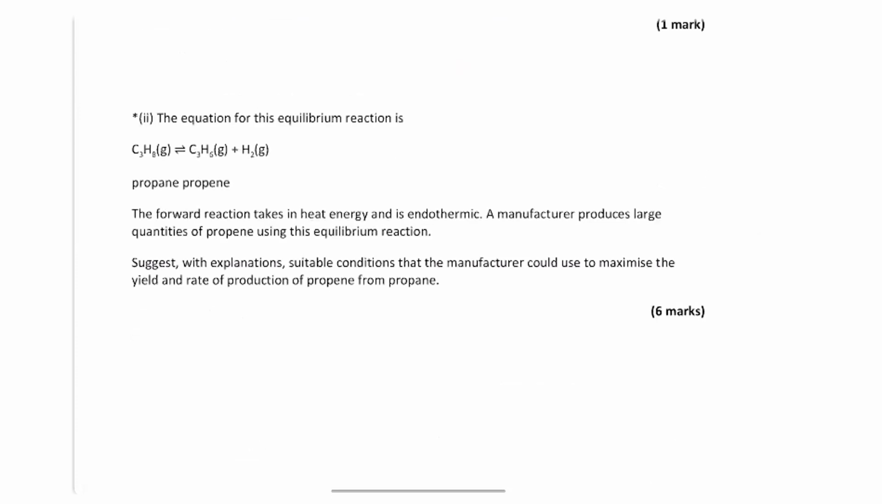And then for a big 6 marks, the equation for this equilibrium reached is C3H8 gas, a reversible reaction with C3H6 gas plus H2 gas. So propane and propene in the dynamic equilibrium. The forward reaction takes in heat energy and is endothermic. A manufacturer produces large quantities of propene using this equilibrium reaction. Suggest, with explanations, suitable conditions that the manufacturer could use to maximize the yield and the rate of production of propene from propane. So there are 2 parts here.